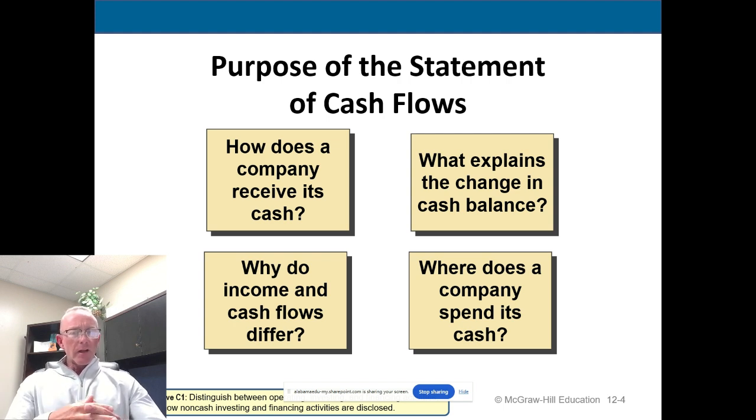So we're almost converting our GAAP based net income. We're going to convert that to a cash based net income. That way we can see how our cash went from, say, $1,000 at the beginning of the year to $2,000 at the end of the year.